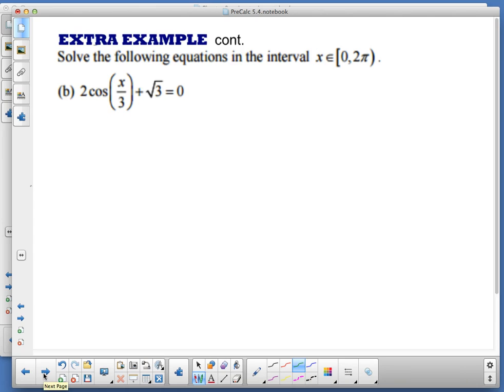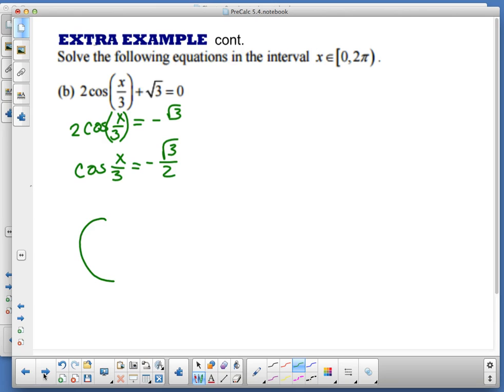Now in this next one, we're going to do the same thing, except it's x over 3. So now I'm going to run through, and I've got 2 cosine of x over 3. Remember, I'm going to treat that kind of like it's x in this problem. Equal to negative square root of 3. Divide by 2. Negative square root of 3 over 2. Okay. Now I'm going to look for the spots where my cosine value would be negative square root of 3 over 2.